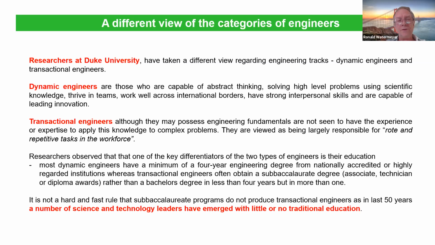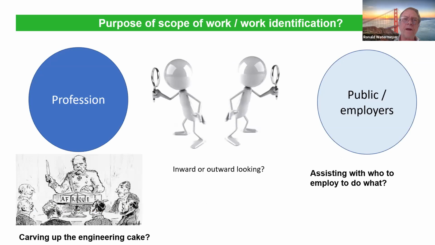However, the researchers do point out that one of the key differentiators between the 2 types of engineers is their education. The higher the level of education, the more likely you produce a dynamic engineer, but it doesn't necessarily mean that that is the case. There are no hard and fast rules, because one can cite engineers that have done extremely well with very weak educational qualifications.